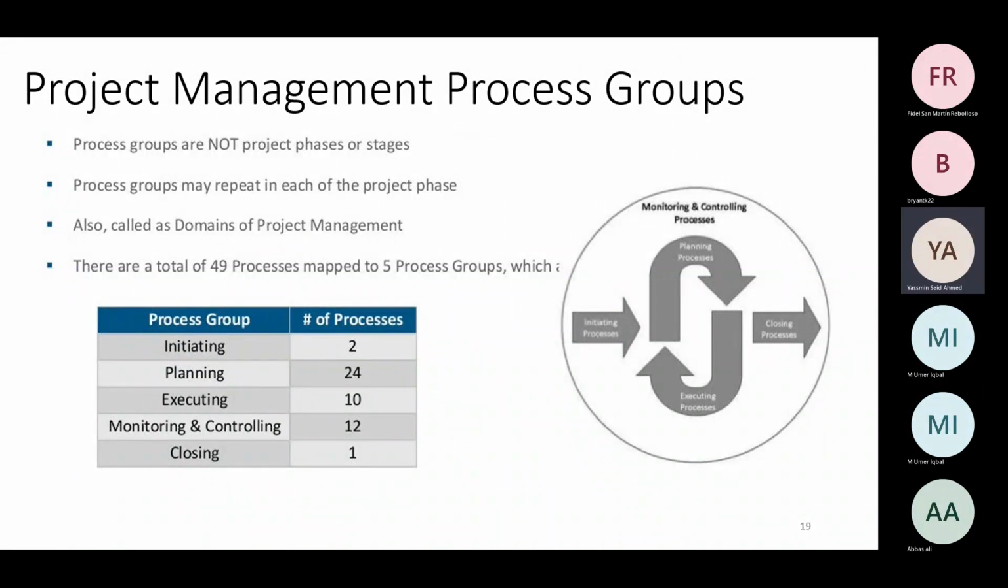So, for example, initiating would have 2 processes. For planning, we have 24 processes. For executing, we have 10 processes. For monitoring and controlling, we have 12 processes. And for closing, we have 1 process. And remember, for each process, we have inputs, outputs, tools and techniques.